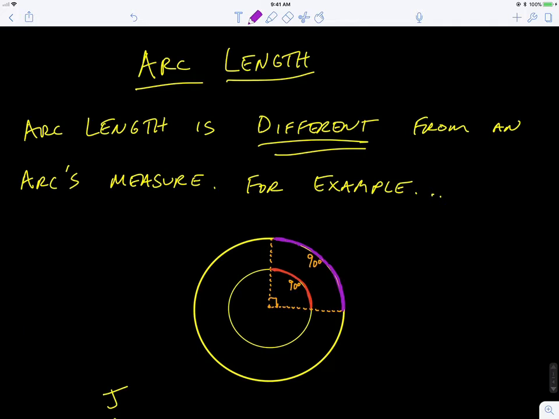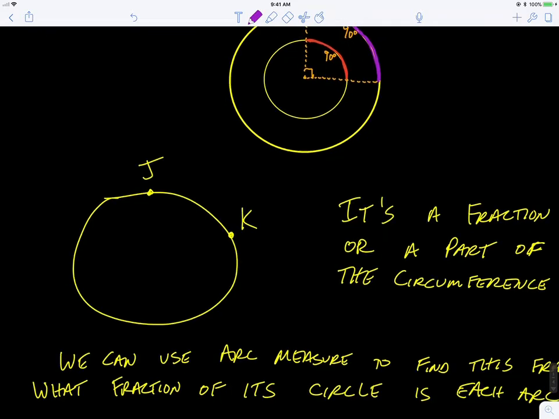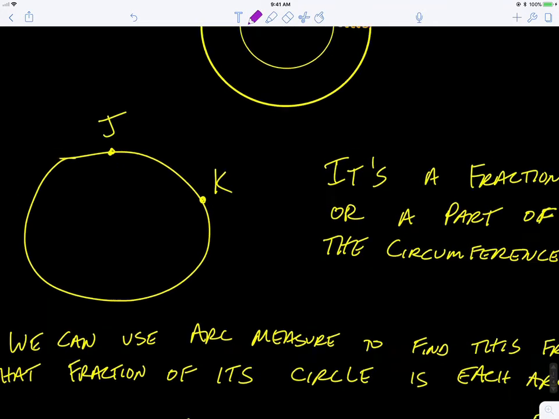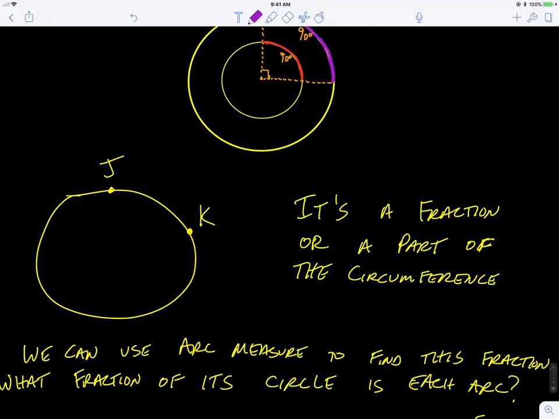So arc length is dependent upon how big the circle is, or the radius. Again, keep in mind that the arc measures of those two are the same, but their lengths are different. So the way we're going to think about finding the arc length is it's just a fraction or part of the circumference. Remember, if I use purple here, the circumference is really the perimeter. It's just a fancy word for perimeter of the circle. It's the distance all the way around the outside.